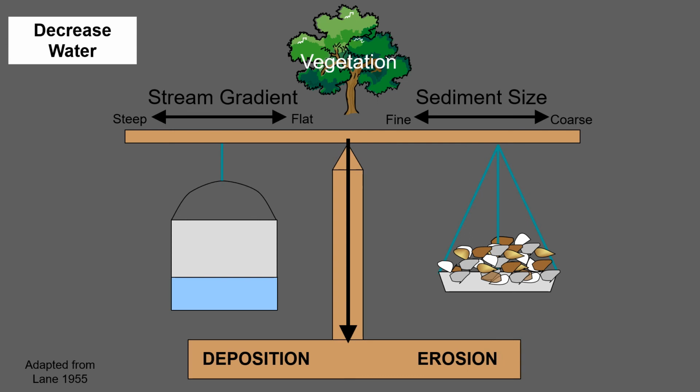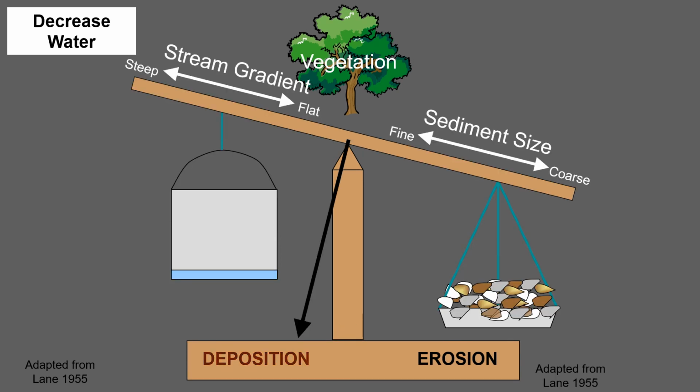Now we will decrease the amount of water in our bucket and see what happens. And we turn our scale to point to deposition now. So a decrease in the amount of water in a system can actually fill in the channel, and the channel responds by getting smaller sometimes and growing more vegetation.